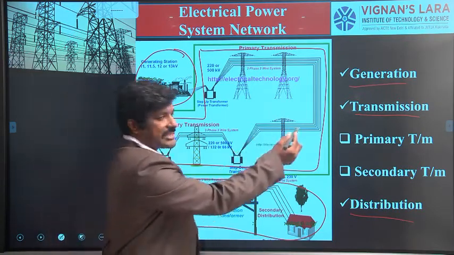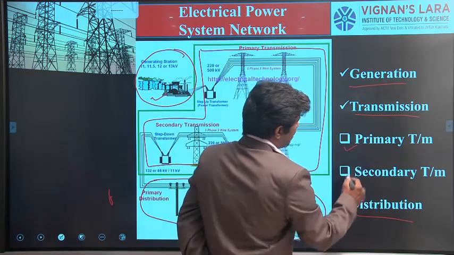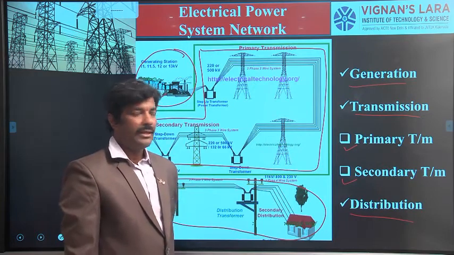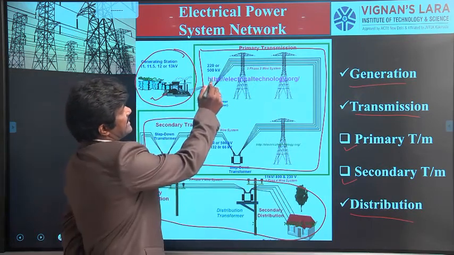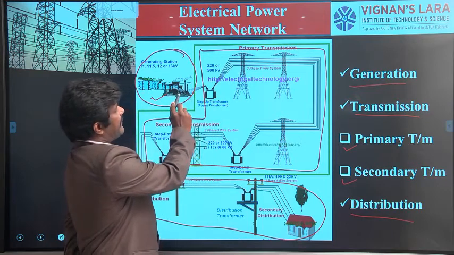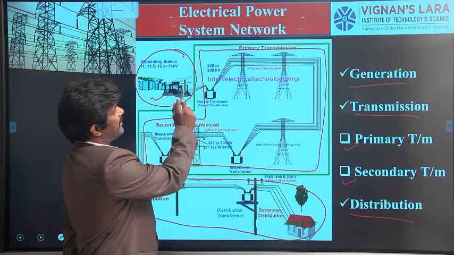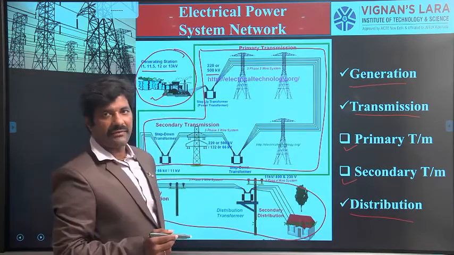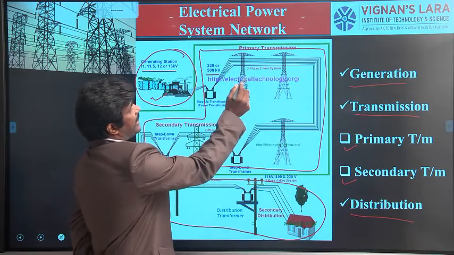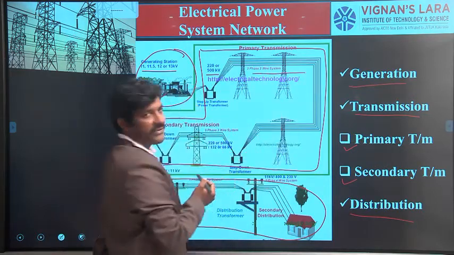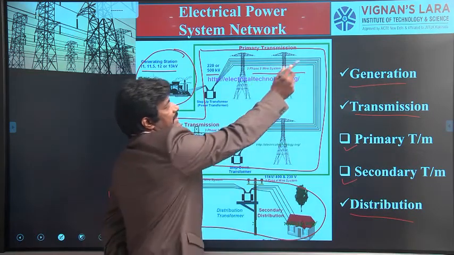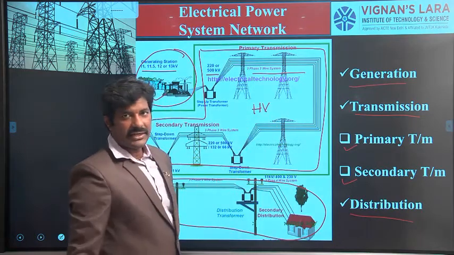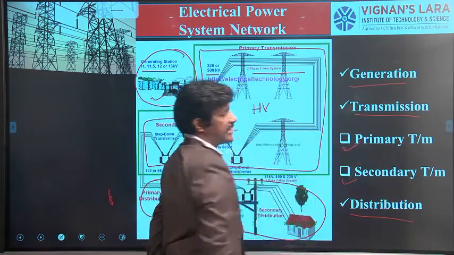In detail, this transmission part is divided into two subcategories: the primary transmission and the secondary transmission. Observing here, the electrical power generated in the power stations is boosted up in voltage level from 11 kV to 220 kV or 500 kV. Such a 220 kV or 500 kV is transmitted with the help of a three-phase three-wire system. The line which is transmitting at such a very high voltage is defined as primary transmission.